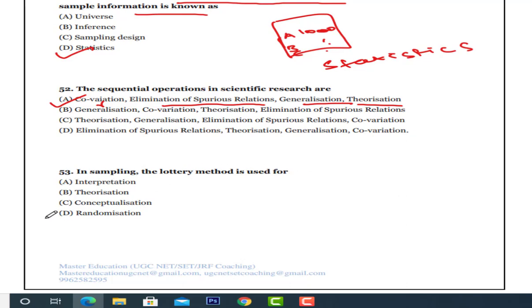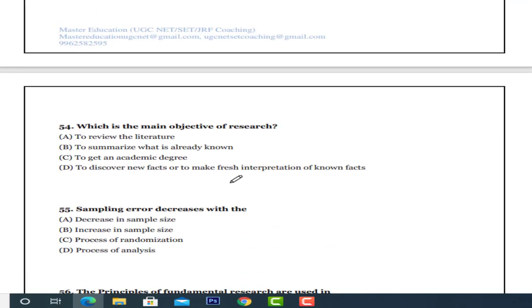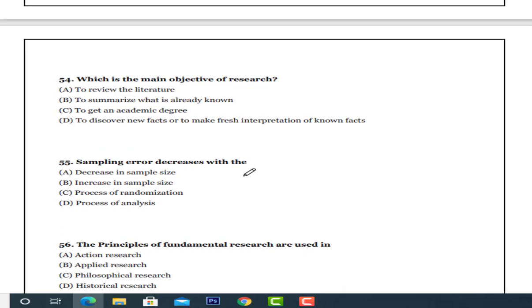In sampling, the lottery method is used for randomization. Normally, we know that in a lottery we are taking some numbers randomly. So that is called randomization.